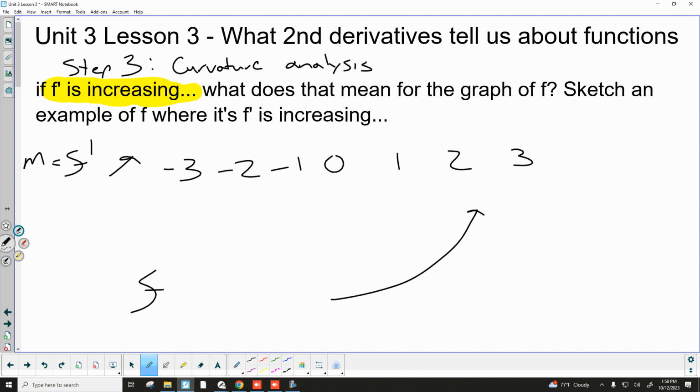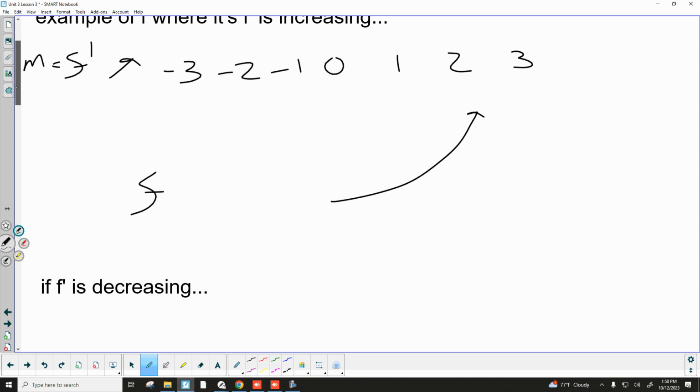Now, a lot of people are like, oh, it's got to look like this. But no, that's a positive slope. This is a positive slope, positive slope. What we want is more negative, less negative to a 0. We create this kind of curve. And we call this being concave up or curving upward.